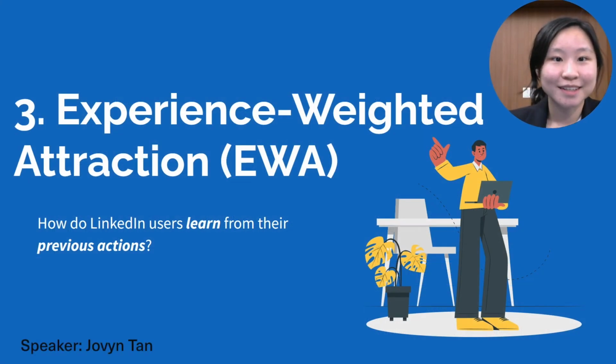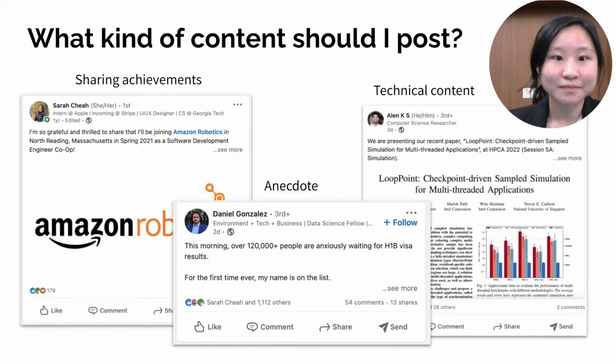Thanks Didymus. I'm Jovin and will now discuss how LinkedIn users learn from their previous actions by using EWA to make better decisions. One decision that posters must make is what kind of content they should post. People post all sorts of different content on LinkedIn, ranging from technical content to anecdotes and sharing achievements. So how can we model this using EWA?